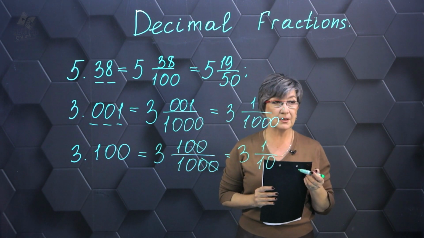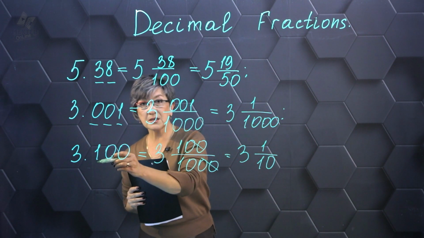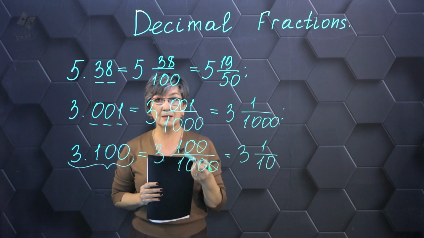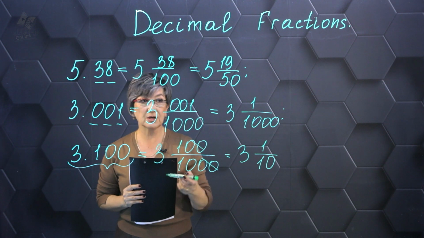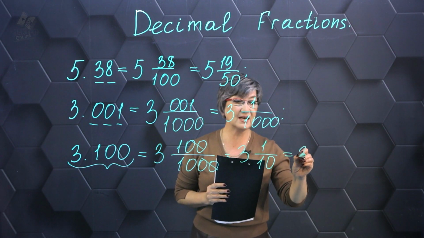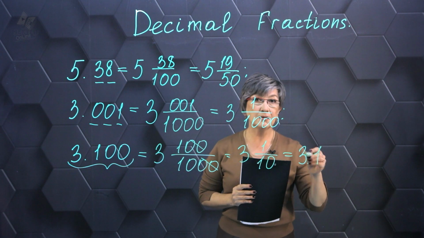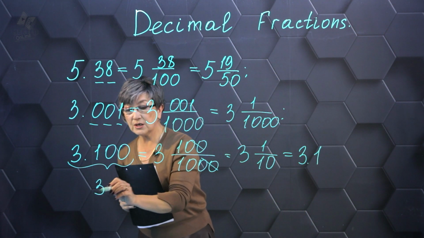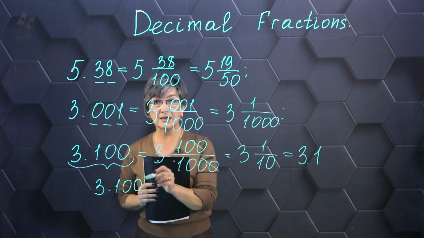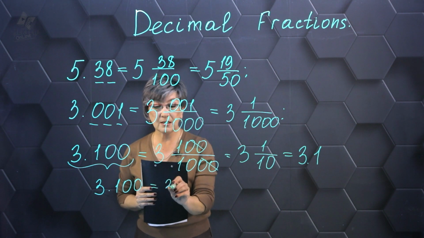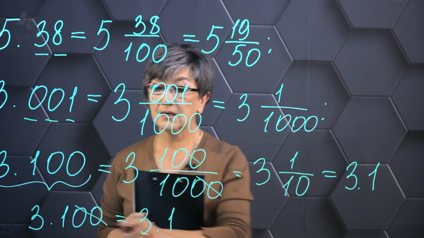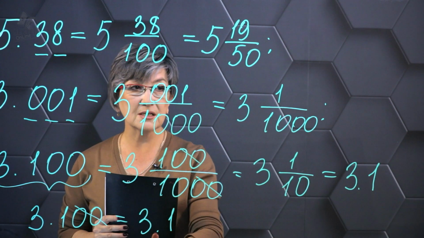Why do I give this example? The point is that when we go back to our record and notice that the original decimal was 3.10000 and the result is 3 and 1/10, which we can write as 3.1, we can conclude that if at the end of a decimal the last number is 0, then we can safely exclude them, remove them, don't write them down. Then 3.10000 would be 3.1.